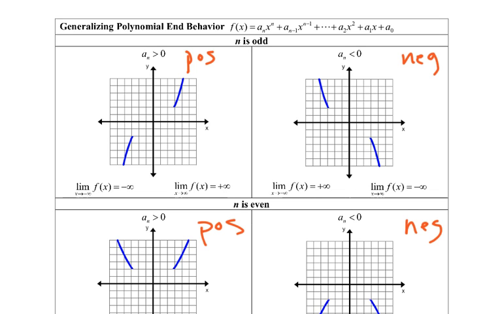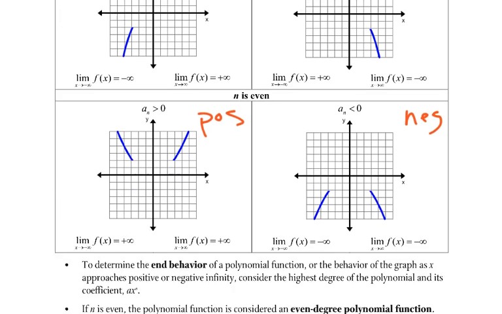Okay, so if it's odd and positive, as we go to the right, it goes up. So the limit as x approaches infinity of our function goes to positive infinity. As we go to the left, we go down, negative infinity. If it's odd but then negative, it just flip-flops it. So as we go left, it goes up to positive infinity. As we go right, it goes down to negative infinity. So remember, with odd, you have one going down and one going up, and positive or negative determines which side.